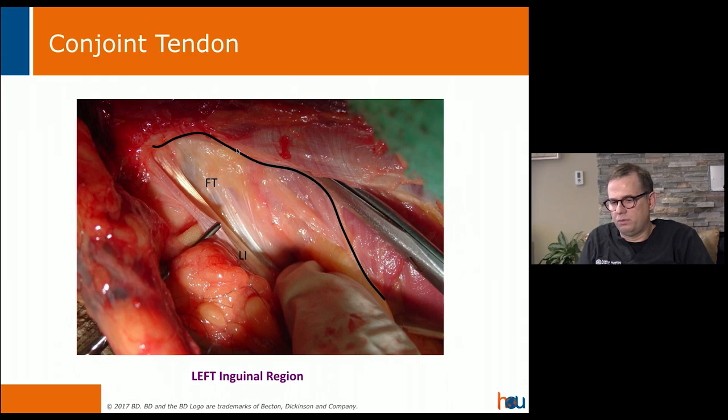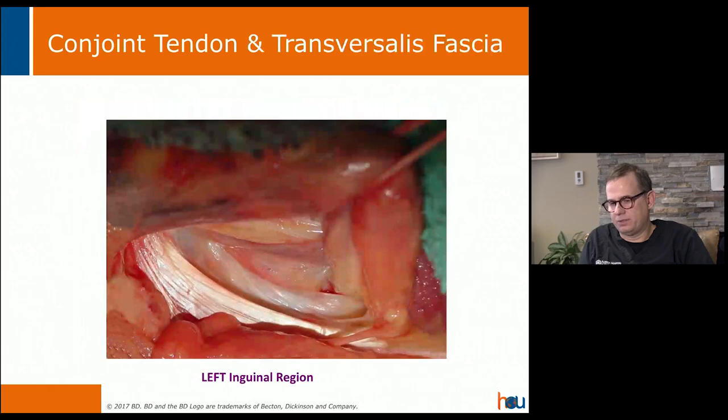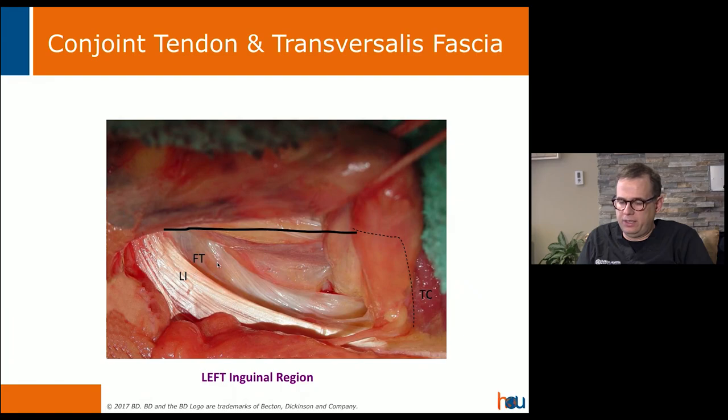And here, this line shows us what is above. This is the conjoint tendon, that will be the internal oblique plus the transverse muscle. Again, we can check it out here, the posterior floor of the inguinal canal is transversalis fascia. Here is the inguinal ligament, and behind the cord, we can see the conjoint tendon, that is the transverse and the internal oblique together.